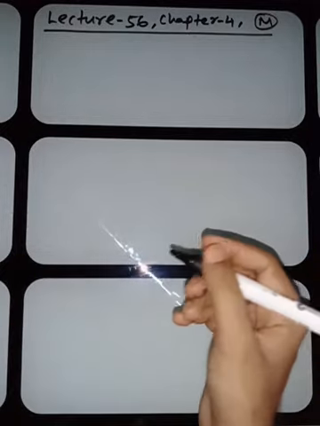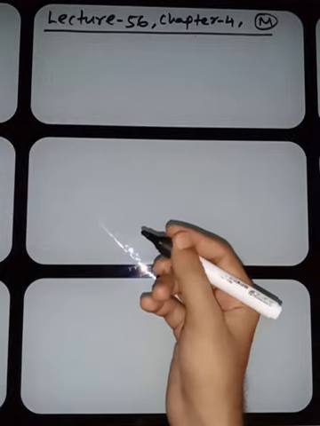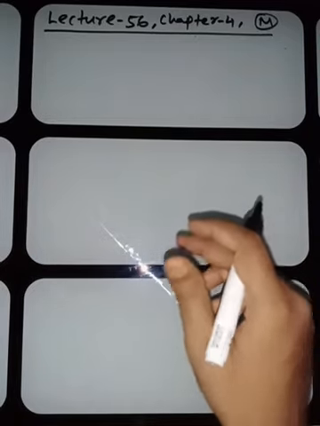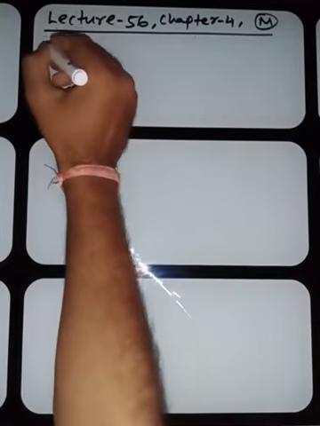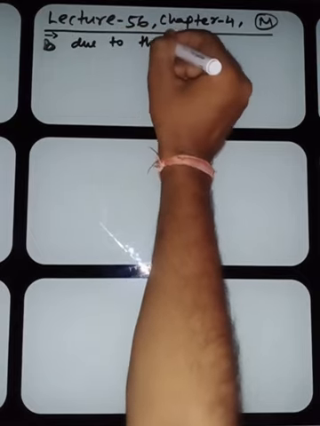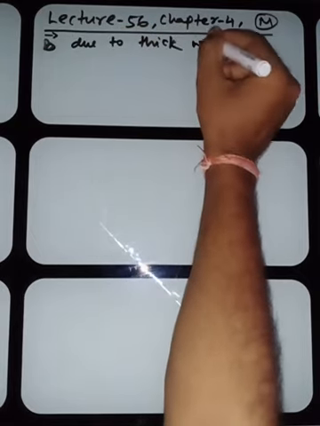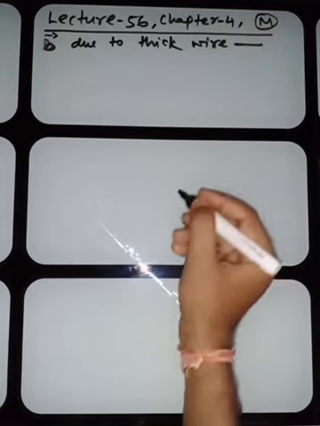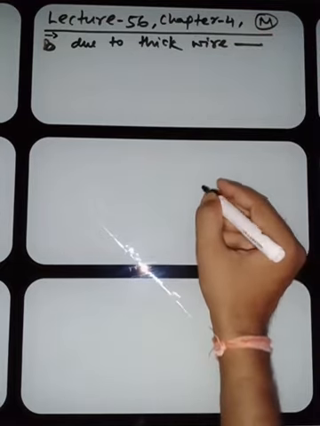First, we'll give the heading. It is the magnetic field due to a straight thick wire. Magnetic field due to a thick wire. All right.